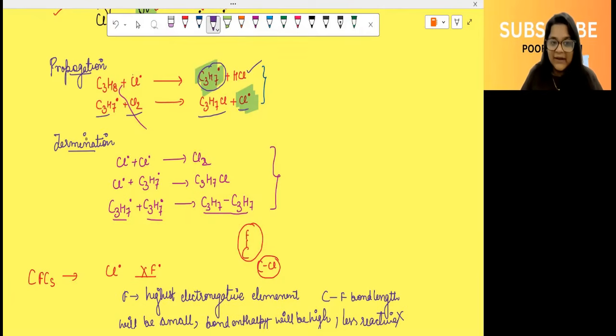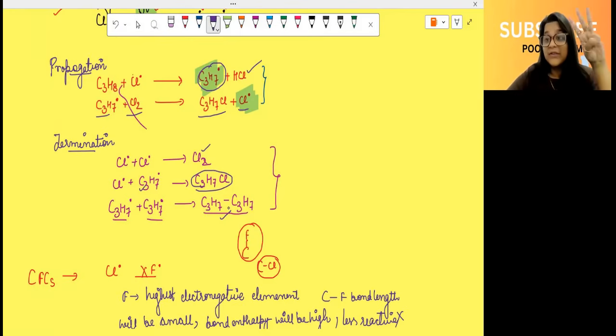Two radicals can combine. Now, what are the possibilities for radicals to combine? Chlorine radicals can combine to form Cl2. Chlorine with an alkane free radical can combine to form a haloalkane, or two alkane free radicals can combine to form a bigger alkane. Bigger alkane, correct? So in termination, all 3 reactions are important and compulsory. You have to write them down.